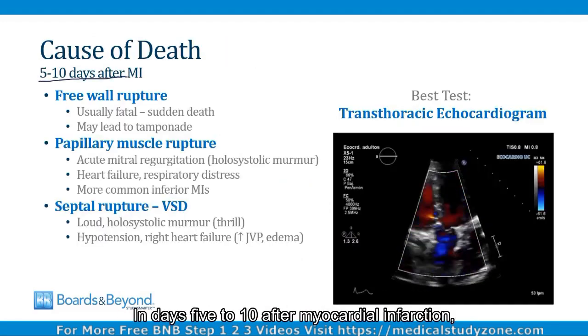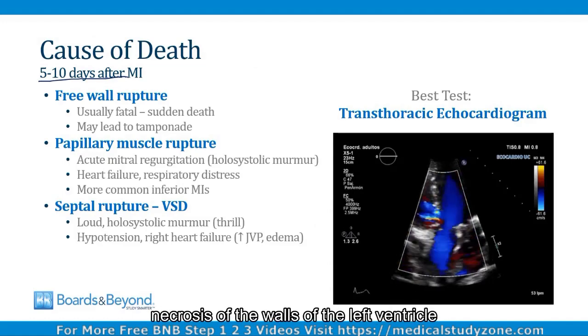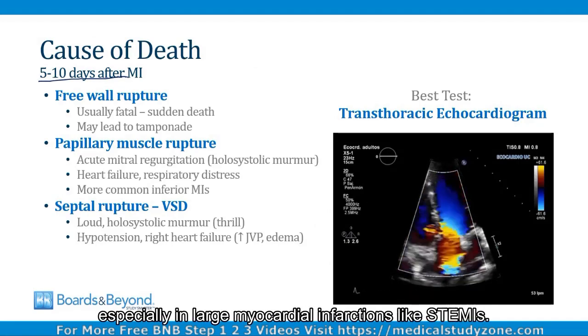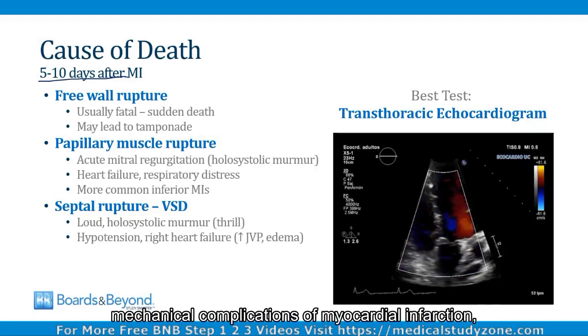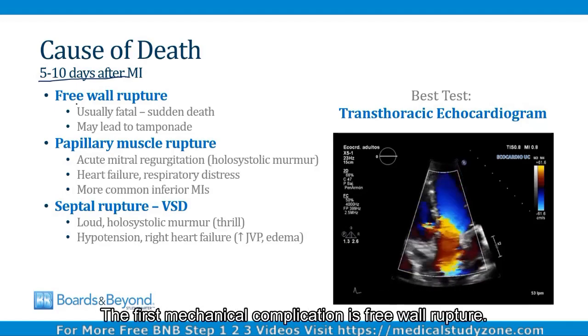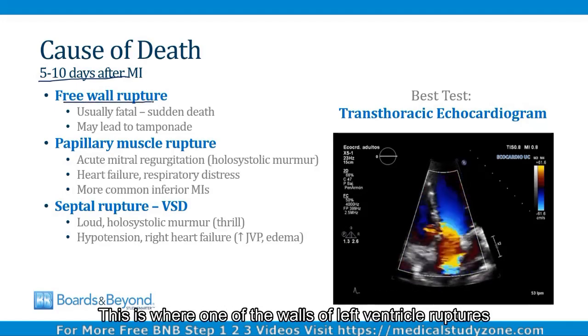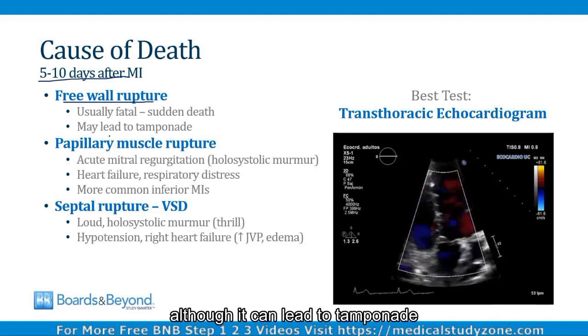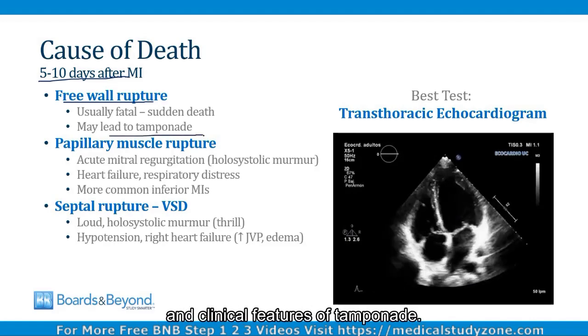In days 5 to 10 after a myocardial infarction, necrosis of the walls of the left ventricle begins to cause breakdown of those walls, especially in large myocardial infarctions like STEMIs. This can lead to a number of what are known as mechanical complications of myocardial infarction. There are 3 of these, and I've listed them all on this slide. The first mechanical complication is free wall rupture. This is where one of the walls of the left ventricle ruptures and blood leaks out. It's usually fatal and causes sudden death, although it can lead to tamponade and clinical features of tamponade.